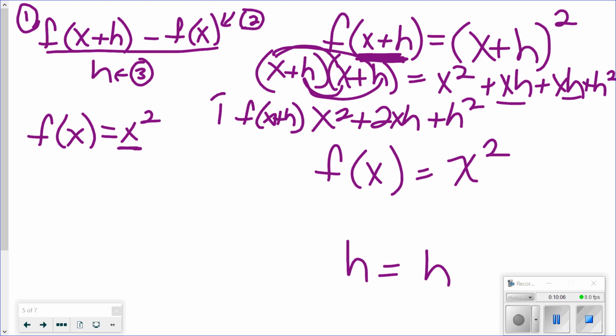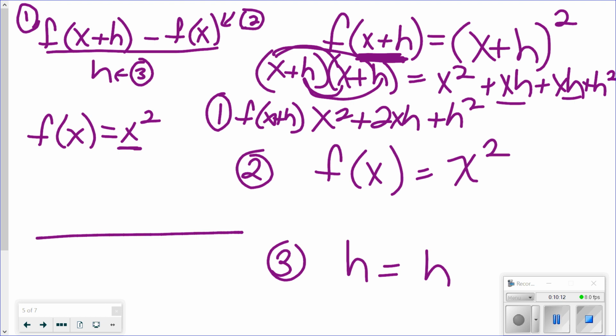Okay, so this is part 1, part 2, and part 3. Let's go ahead and put them in the roadmap. So let's draw it out. Space 1 goes first. So that was x squared plus 2xh plus h squared. Okay, so that's in position 1.